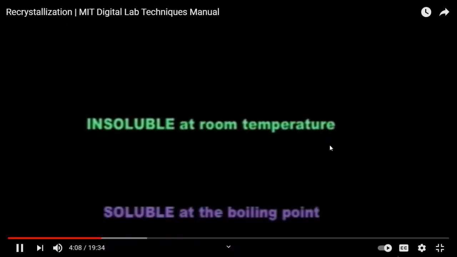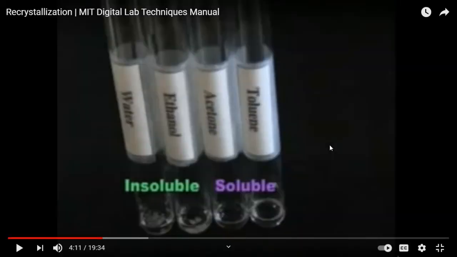Now that you have finished the solubility test, how do you decide which solvent to use for your recrystallization? The ideal solvent is one in which your compound is insoluble at room temperature, but soluble at the boiling point. Okay, let's memorize. There were 5 steps for this experiment. First step, you check solubility. There are 2 stages, right?